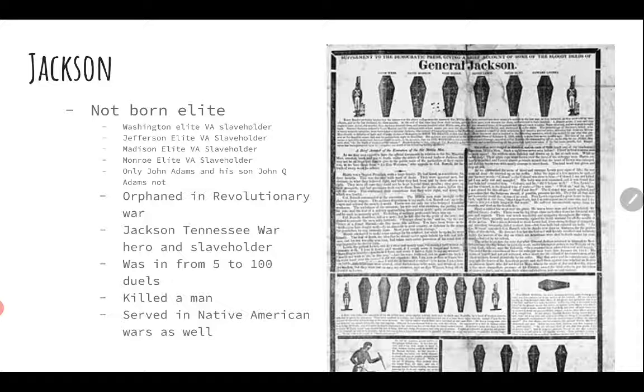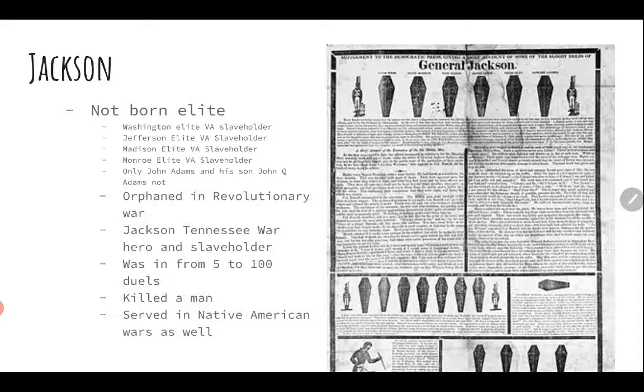This is a guy who was orphaned in the Revolutionary War. He moves out west to Tennessee and Kentucky. He is a hero. He does become a slaveholder, but he's kind of a pull-yourself-up-by-your-bootstraps sort of slaveholder. That's going to come out wrong. But anyway, he wasn't from the beginning an elite planter.